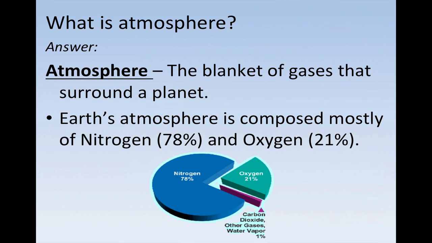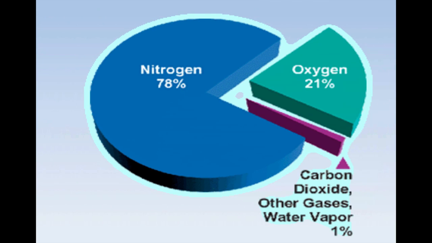Again, it's the blanket of gases that surround a planet, not just our planet, but any planet. Earth's atmosphere is composed mostly of nitrogen, exactly 78%, give or take a few, so I wouldn't say exactly. And when it comes to oxygen, it's about 21%. So 80% nitrogen, 20% oxygen. Very different. A lot of people don't believe that because we breathe oxygen, so we believe most of our air must be oxygen. Incorrect. Most of our air is actually nitrogen. However, it's more than enough oxygen for us to survive. Way more than enough.